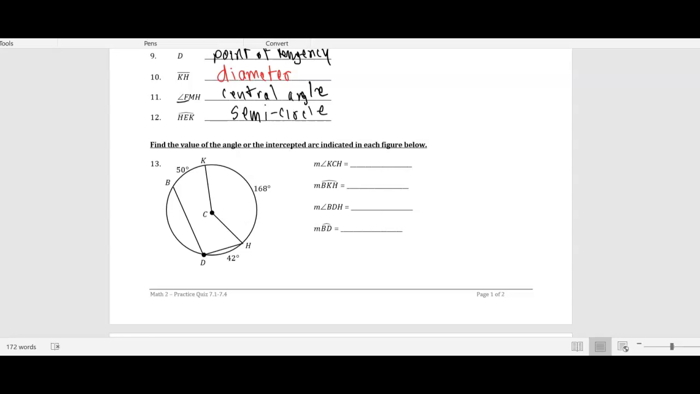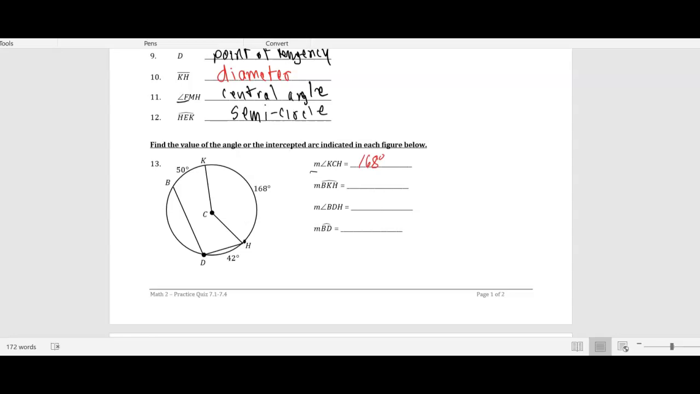So if we were to find, this is now read as the measure of angle KCH. So here's K, here is C, here is H. So we want to know the degree measure of that angle here. That is a central angle, and the degree measure of a central angle is always the same as the measure of the arc that's created by that angle. So since the arc is 168, this angle is also 168 degrees. So for central angle, it's always the same as the arc.